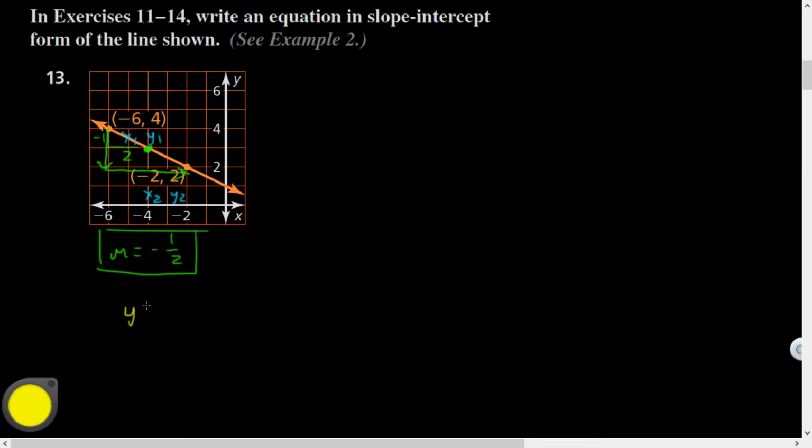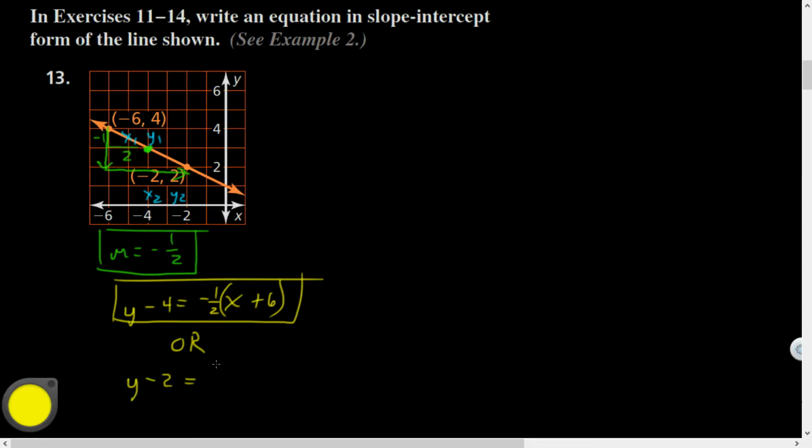We'll write both, though. So y minus 4 equals -1/2 parentheses x plus 6. That's one form of this line, one version that you could have written. Or, and you don't have to write both, I was just pointing out that we all could have had these different answers if we wanted. X minus a -2 is plus 2. Right? So depending on which point I use for my point-slope form, I'll have different equations.